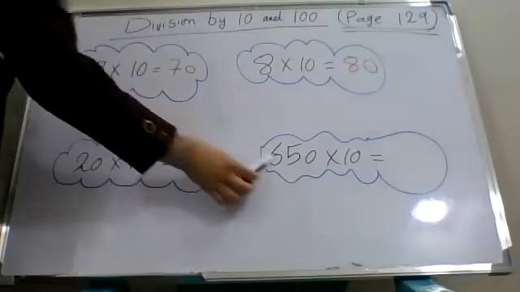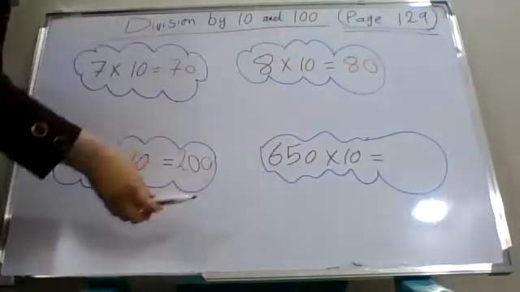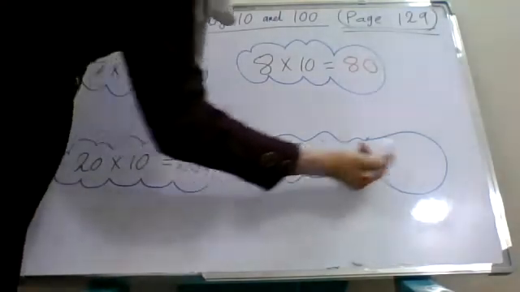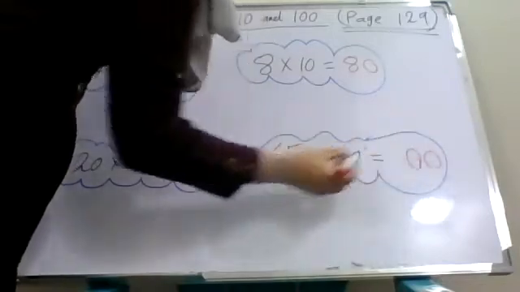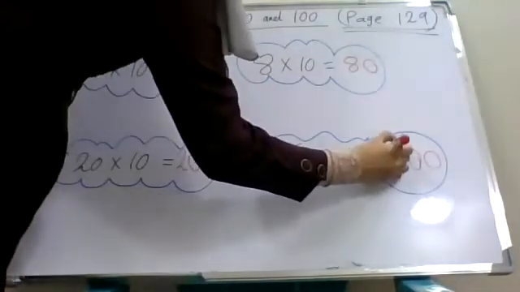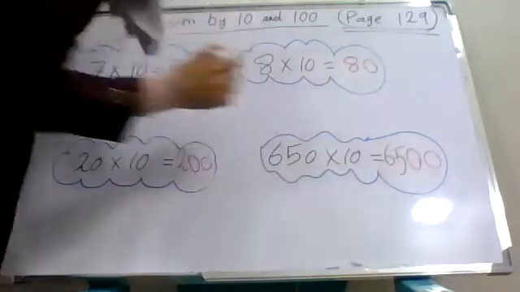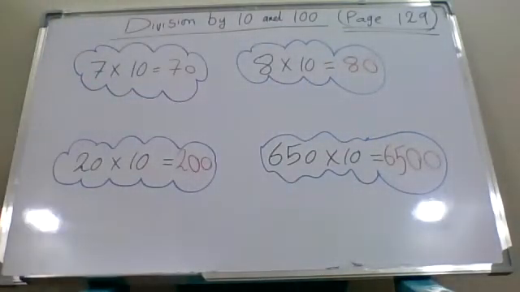I have 650 times 10. Again, I count how many zeros are in the question. I have 1 zero. I write 1 zero. Then I multiply 65 times 1, which is 65. Okay, so these are the answers for these questions.